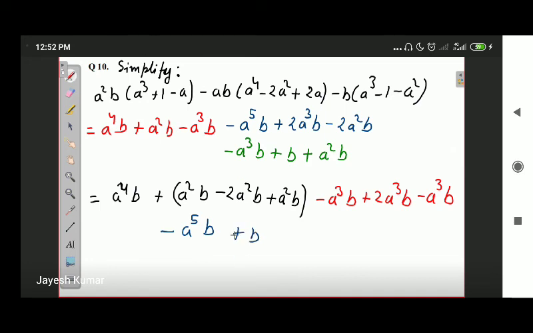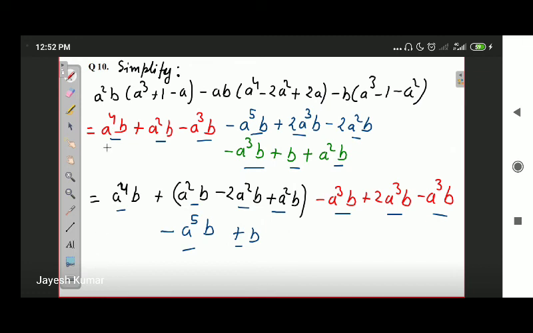Let me recount the terms in order to make sure that I have collected all the terms. 1, 2, 3, 4, 5, 6, 7, 8, 9. There were 9 terms in this step. Once again, there are 9 terms in this step as well. So I've collected all the terms.